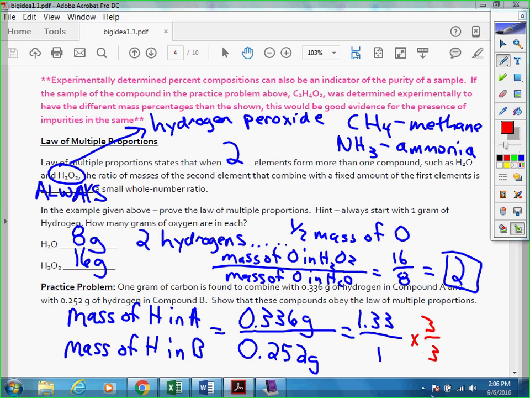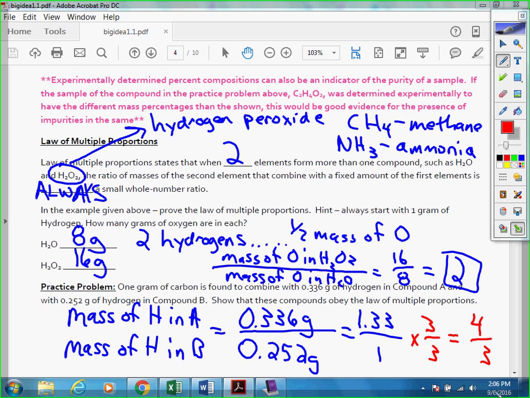And the big news is, we're not asking you an AP question on law of multiple proportions, but what you need to get is, at the end, I'm going to know that this is going to be 4 over 3. So I do have whole numbers. I have a 4 over 3.